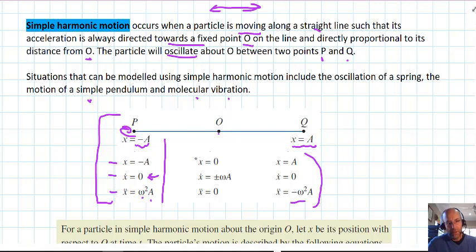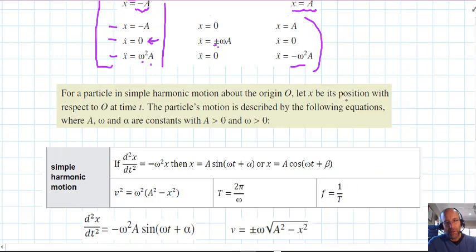In the middle at the origin, displacement zero. The velocity is omega A, and there's two ways that can happen. It can happen in each direction, hence the plus or minus. And the acceleration is zero because the restoring force is zero if you think about Hooke's law. So whether X is displacement or position, its origin is O, its time is T, the motion is described by the equations you see below, and A, omega, and alpha are constants. Omega is considered to be greater than zero, so is the amplitude, which might contradict slightly what we saw above here. The amplitude is just considered to be a distance, okay? So we don't consider the negative aspect.